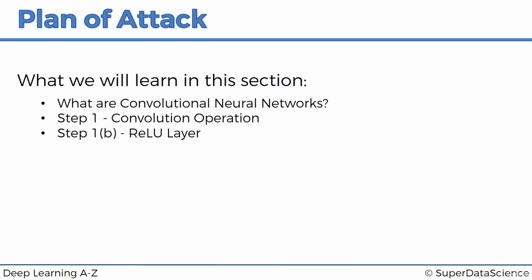Then we'll talk about step one, part B, the ReLU layer, which is the rectified linear unit. And we'll talk about why linearity is not good and how we want more non-linearity in our network for image recognition. Then we'll talk about step two, pooling, and we'll understand how pooling works. We'll talk specifically about max pooling, and we'll also mention a couple of things about mean pooling or sum pooling and other approaches that you can take to the process of pooling.